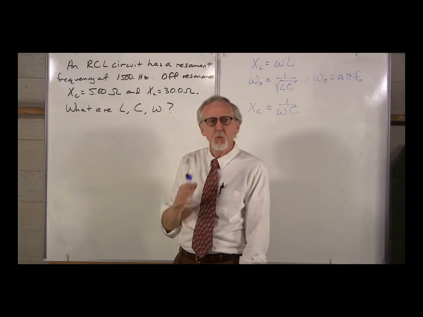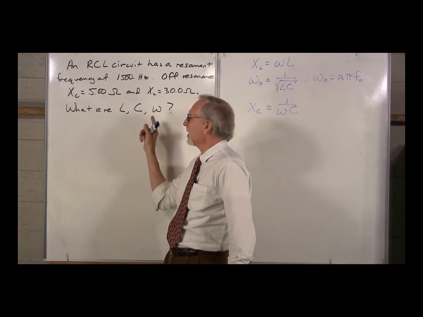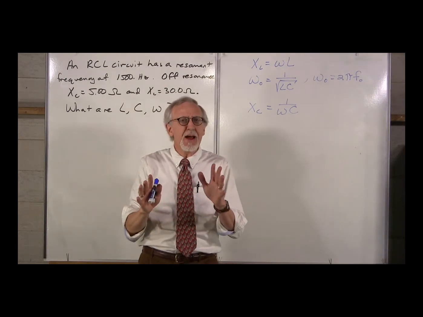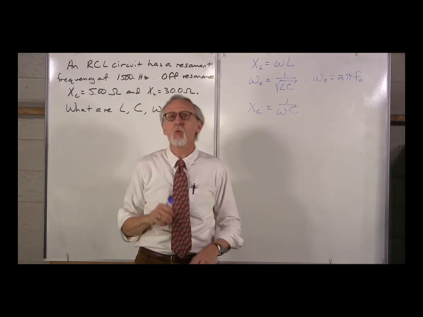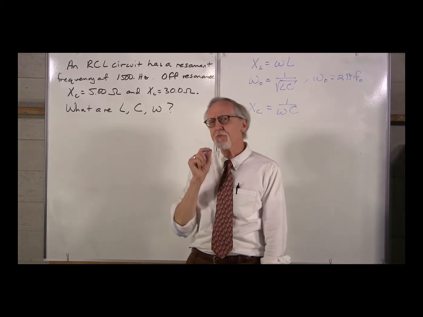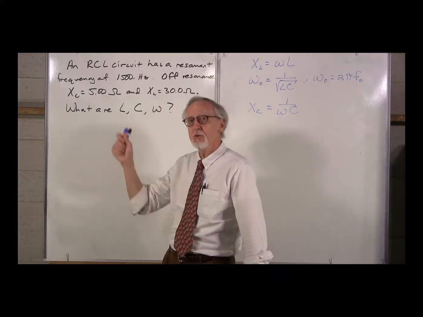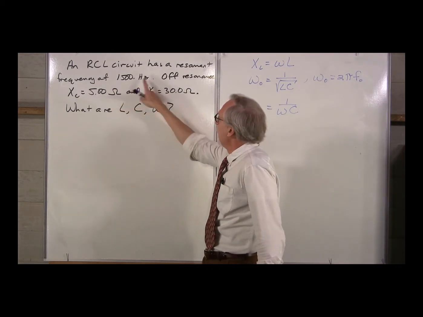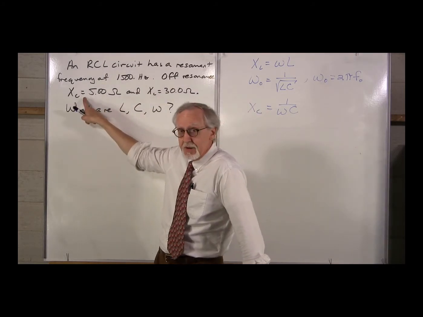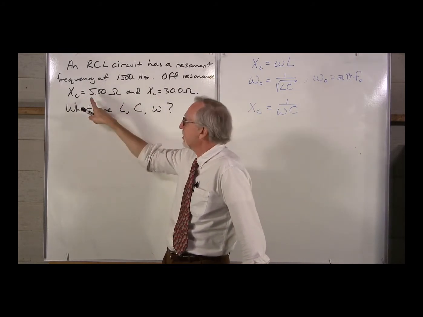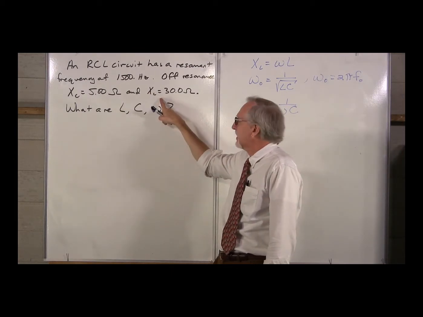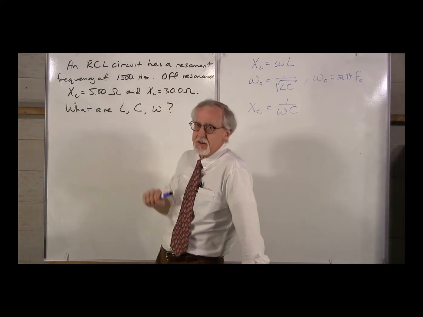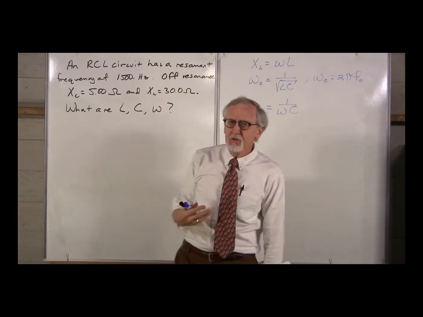Again, let's think about this. What are we looking for? We're looking for L, C, and omega. What do we know about L, C, and omega? But rather than writing down every possible equation where we've seen L, C, and omega, let's focus on those that will use the information that we're given. Now, what are we given? We're given the resonant frequency. We're given a capacitive reactance, off resonance at a different frequency. And we're given the inductive reactance, again at a different frequency, but the same frequency at which the capacitive reactance is calculated.